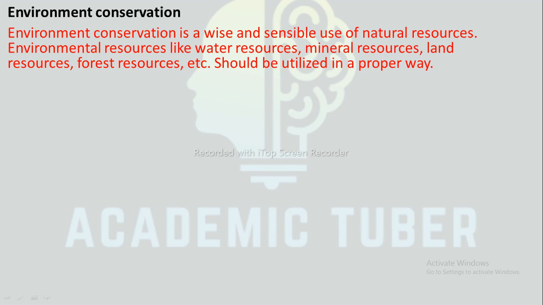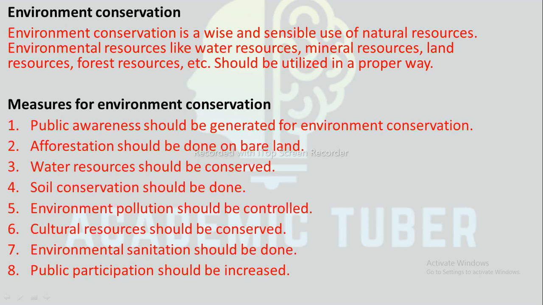In addition to those things, human beings use other animals too. It is the responsibility of human beings to use these things properly and conserve them. Different activities such as public awareness program, afforestation, conservation of land, management of wastes, pollution control, etc. can be done to conserve environment. Conservation of environment includes those activities which are done to preserve the various components of the environment. Measures for environment conservation.